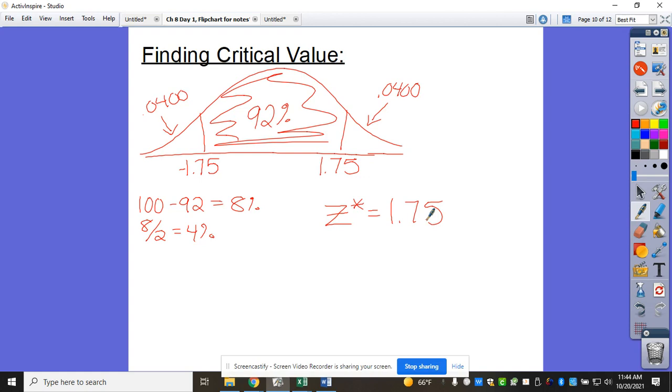We will use 68, 95, 99 the most, even though I know you usually do 99.7. You'll end up memorizing those and not doing this process over and over. But if I give you one like 88%, you need to know how to get to this to find this.